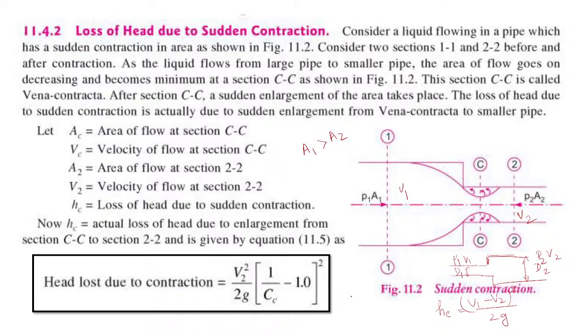Now here the formula is slightly different. That is very important, please do focus on it. The head loss due to contraction is based on V2 squared. That means you are not considering the velocity at entry, but you are focused on V2. So it is V2 square by 2g into (1 by Cc minus 1) whole square. Cc is the coefficient of contraction, and I will tell you how to find that also.